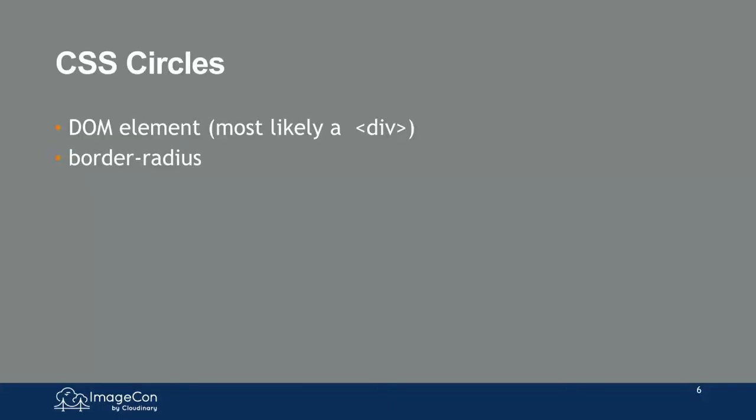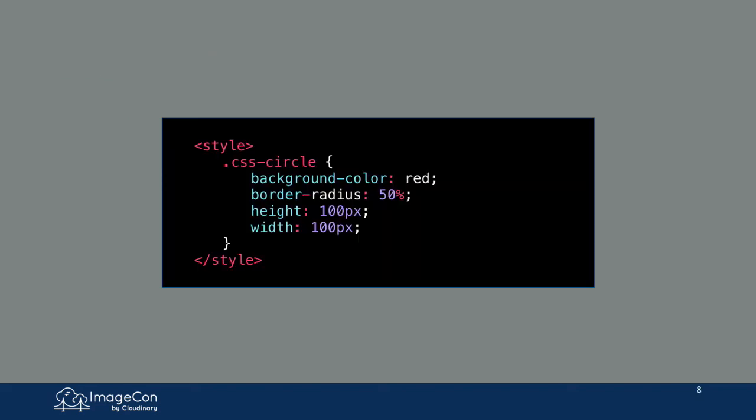In this approach, we're going to use CSS to create shapes. So we'll need a DOM element, most likely a div tag, and we're going to use the CSS property border radius to create this circle. So here's our CSS code. We have a background color of red, border radius of 50%, and we're setting our circle to be 100 pixels tall, 100 pixels wide. Our way of thinking about this is we want to create a circle that has a radius of 50 pixels.